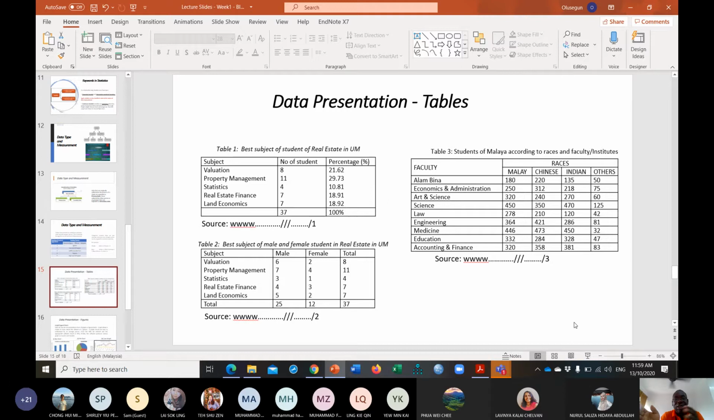So the conclusion I can make here is that the students of real estate love statistics less, because that is the only one that is far away from the others. So we will say that statistics is their least subject.